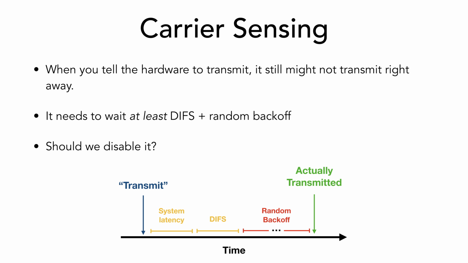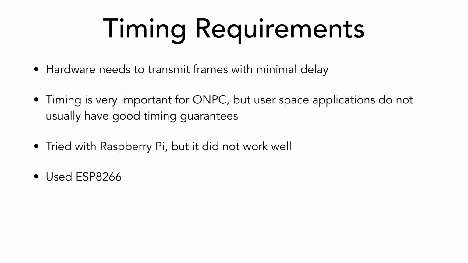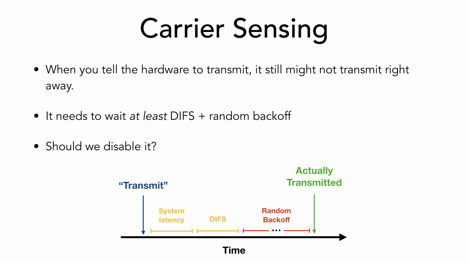Now, carrier sensing. You all are familiar with carrier sensing, right? This was a huge issue for us. Carrier sensing is great, we want carrier sensing, but for ONPC it's bad. We don't want that because it adds randomness. We had the randomness of the system, which I call timing requirements, but now we have the randomness of accessing the channel, so to speak. When I call the system command to transmit this frame, it says okay, I'll transmit it for you, and then you don't know when it actually is going to transmit it.